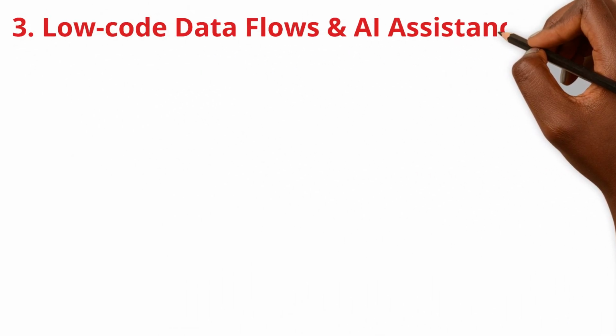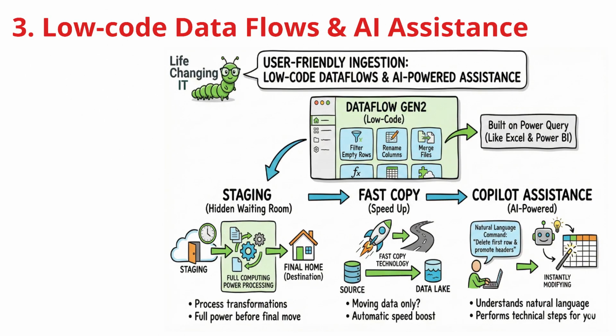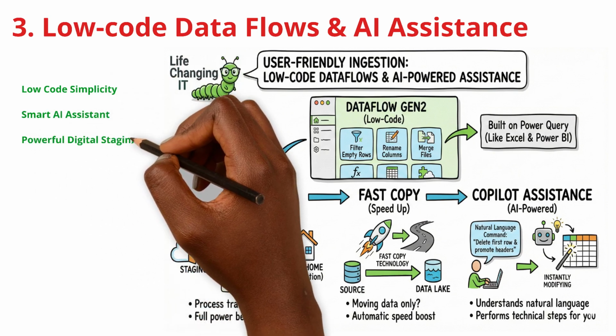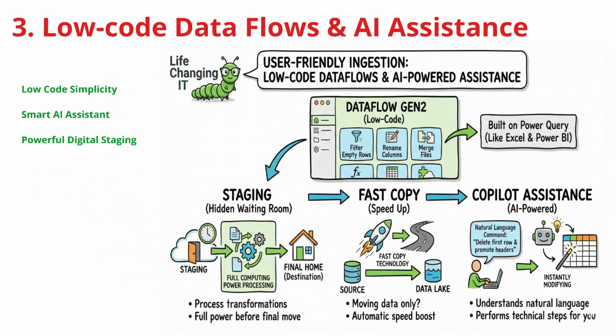Welcome to the most user-friendly part of the Fabric journey, Dataflow Gen 2. If you have ever used Excel or Power BI, you're already an expert. This is a low-code environment where you can prep your data just by clicking buttons, no complex programming required. As our sketch shows, Fabric uses a clever feature called staging. Think of it as a digital waiting room. Your data goes here first so the system can use its massive computing muscles to clean and shape everything perfectly before it moves to its final home.